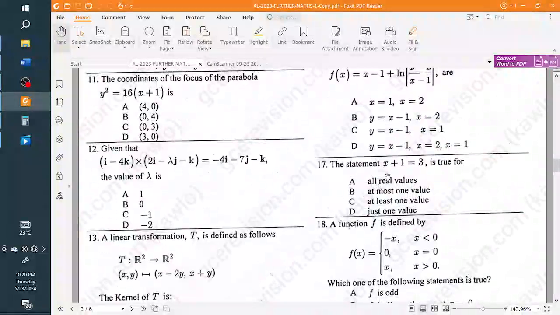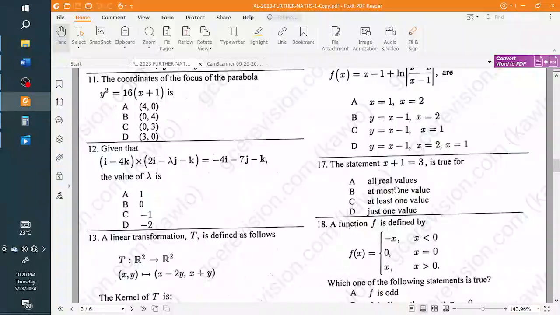Now the last question of this series is question 17. The statement x plus 1 equal to 3 is true for what? The value of x is 2, right? So x is unique, so it is true for only one value of x. There is only one value of x that will satisfy this equation. So the answer is just one value.